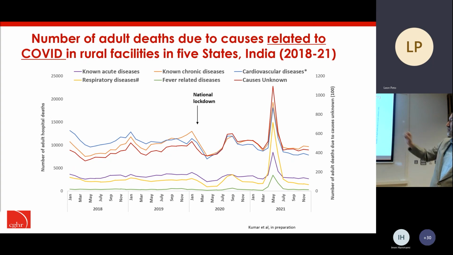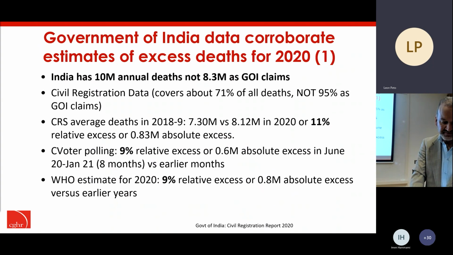Basically, every other cause that could be attributable to COVID went down. And then you see there's a small peak in September. And then look at the colossal peak at all causes, however you define them: cardiovascular diseases, fever-related, known chronic, respiratory, unknown causes is the big one. So these data confirm that there was a big excess in rural areas, not just in urban areas.